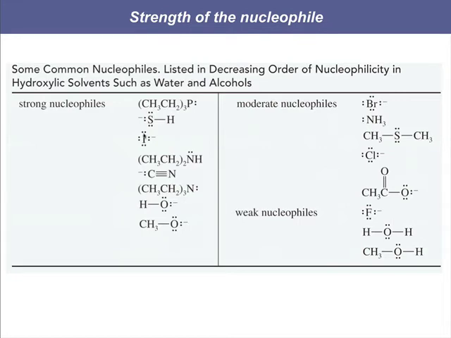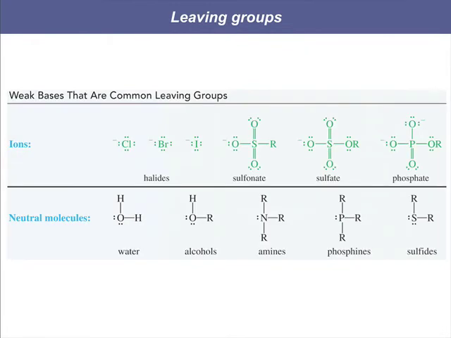Leaving groups take the electrons and come off the molecule. Nucleophiles donate electrons and go onto the molecule. So there's something weird going on here. Also, bromide is listed as a moderate nucleophile, even though above it was listed as a pretty good base, as a weak base, as a good leaving group. Same with chloride.